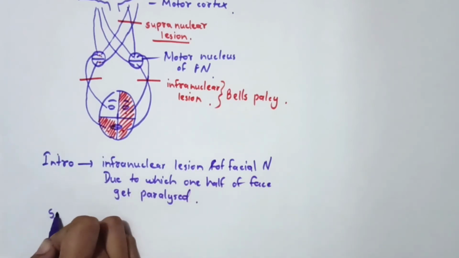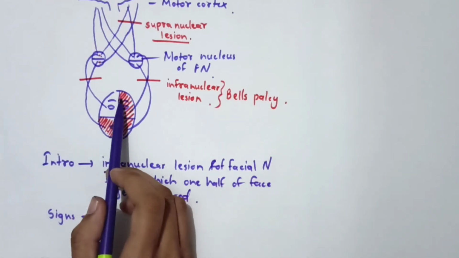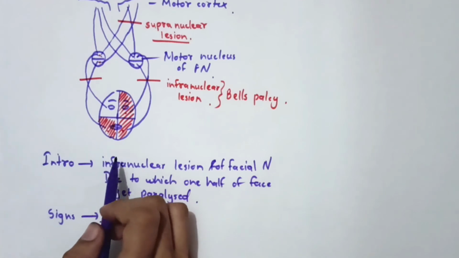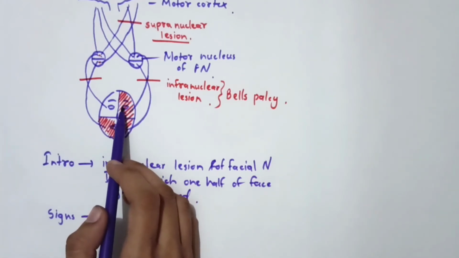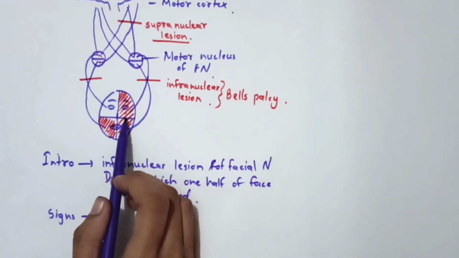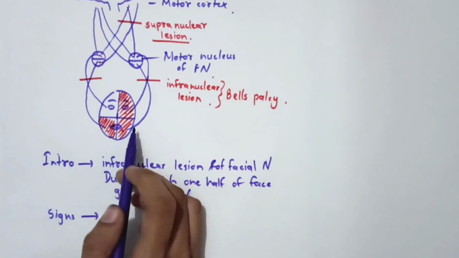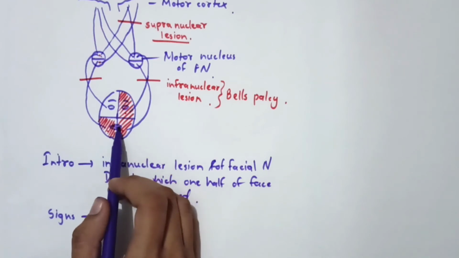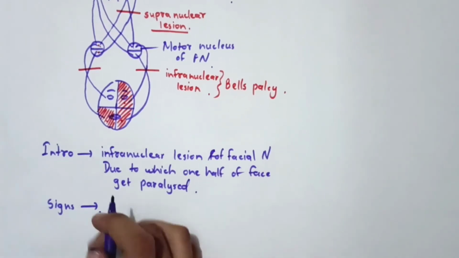Now what will be the signs? Starting from the forehead, there are no wrinkles on the forehead, so there is loss of wrinkles on the forehead. If we talk about the eyelid, there is drooping of the eyelid, or there is a problem in completely opening the eyes. If we talk about the lips, the person cannot smile. And there is dryness in the mouth and eyes. So these will be the signs.